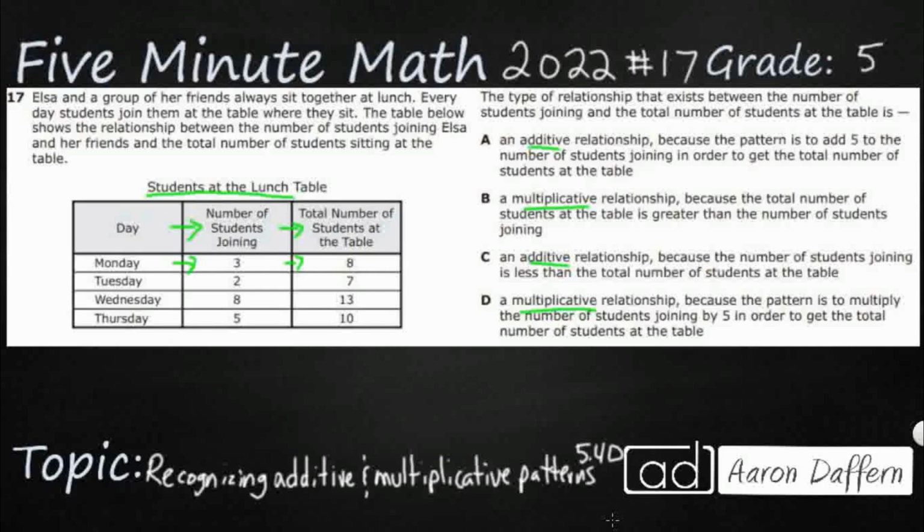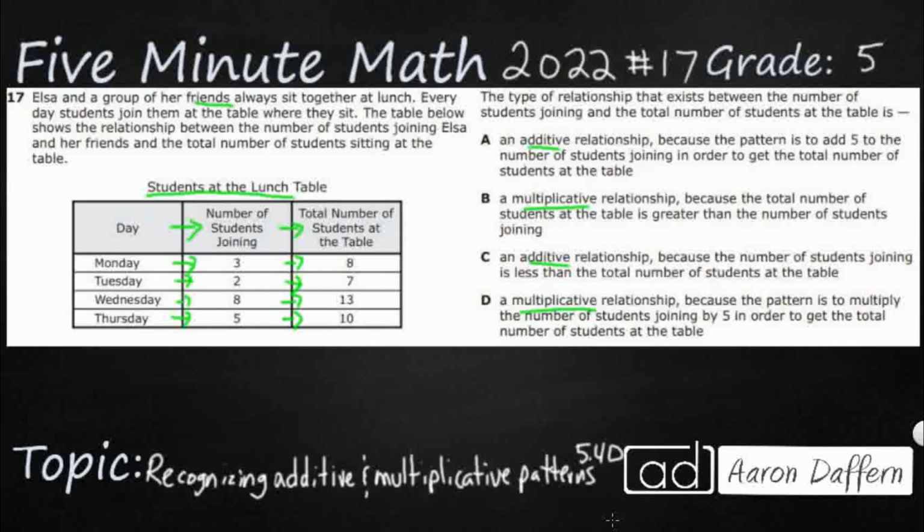So Monday, 3 kids join, so there's a total number of 8 kids. Tuesday, 2 kids join. Total number of 7 kids. Wednesday, 8 kids join. Total number of 13. Thursday, 5 kids join. Total number of 10.